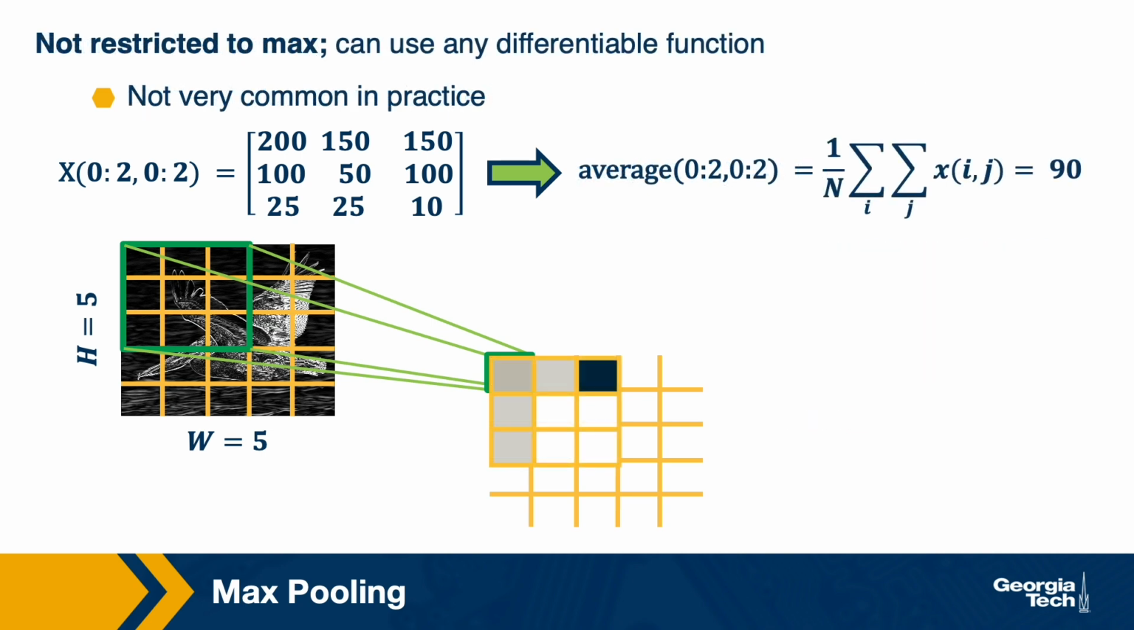Now, of course, you're not restricted to a maximum. You can use any differentiable function. So for example, you can apply the average pooling where you're averaging all the 9 pixels here to get one new output pixel. Now, this is actually not very common in practice. Typically, we use max operation, and actually, you'll see in much later neural network architectures, we actually might get rid of the pooling layer altogether and perform dimensionality reduction, for example, using convolutions themselves.